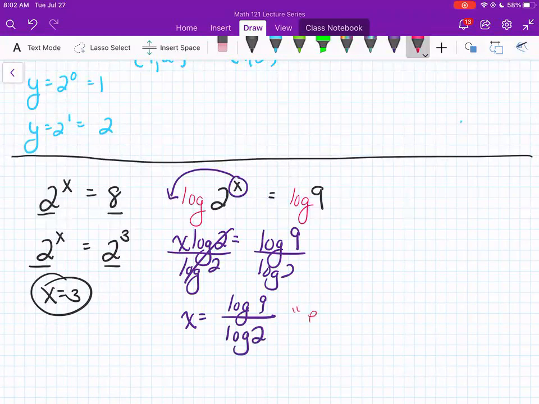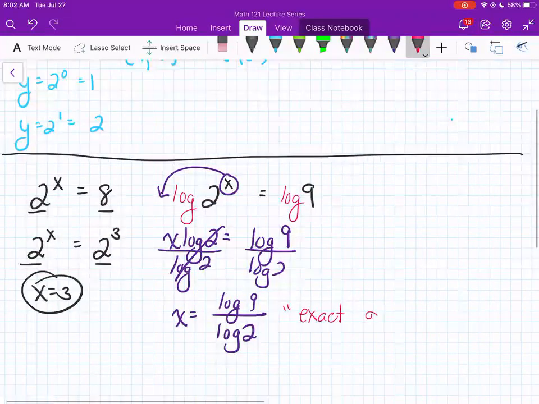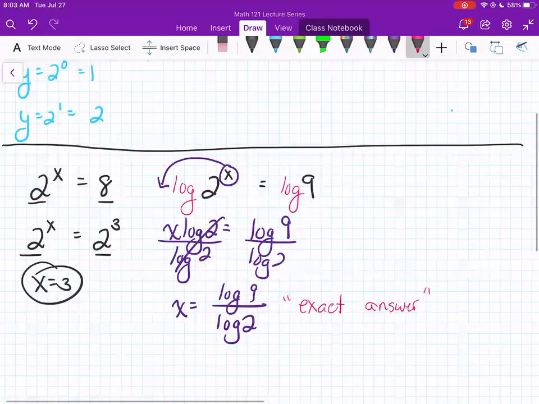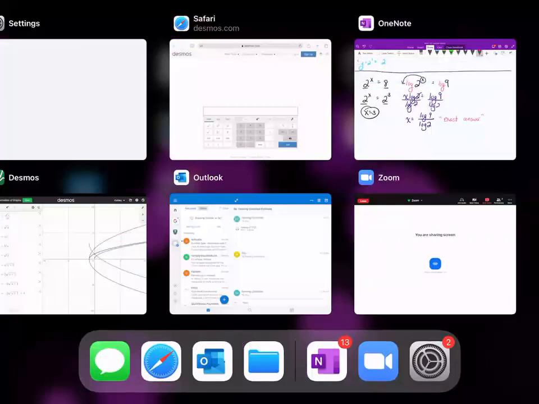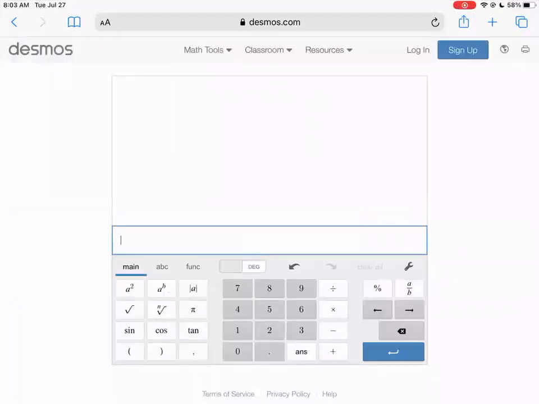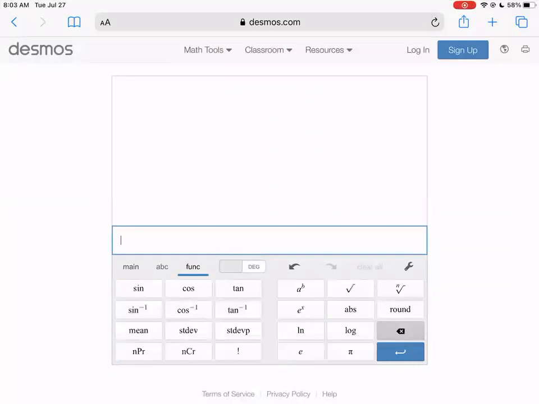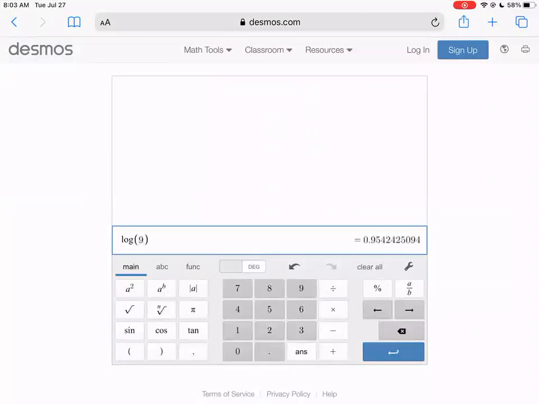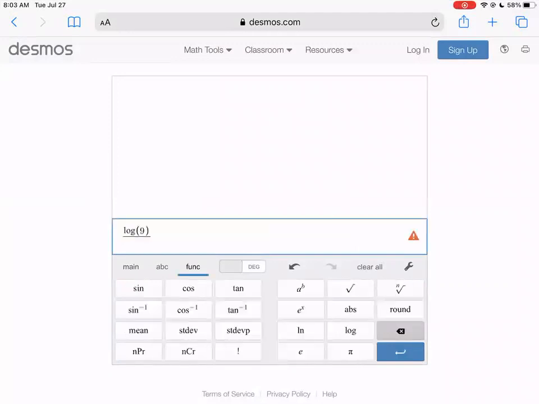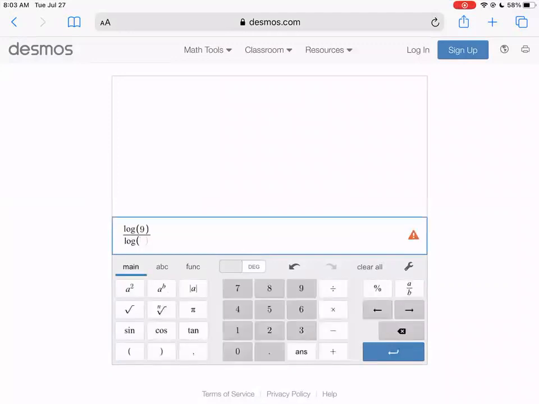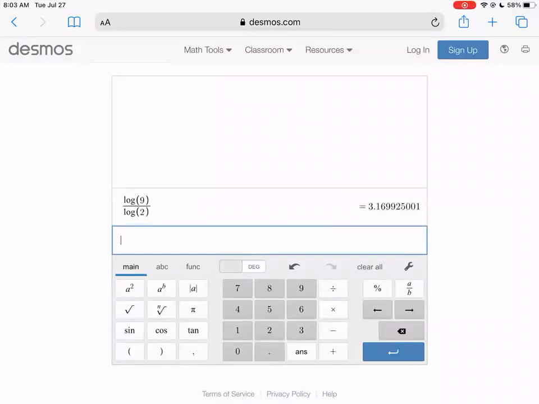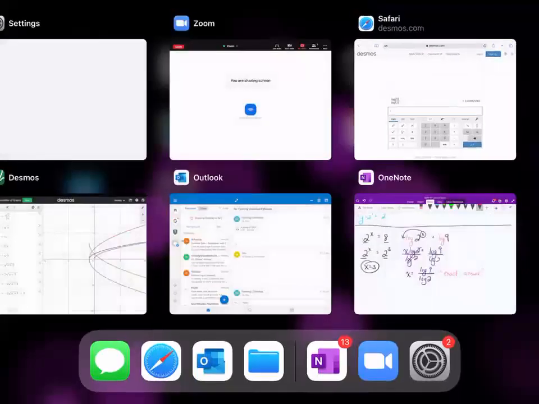This is what we would call our exact answer. But if we want that as a decimal, we can use the calculator to find it. If we move over to our Desmos calculator, you can see here that if I go to function, I can determine the log of 9, close my parentheses, divided by the log of 2, close my parentheses, and that allows me to round this to 3.1699.